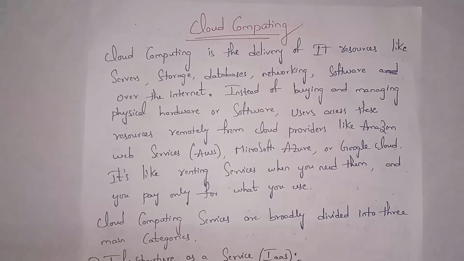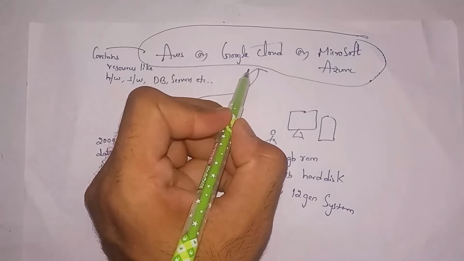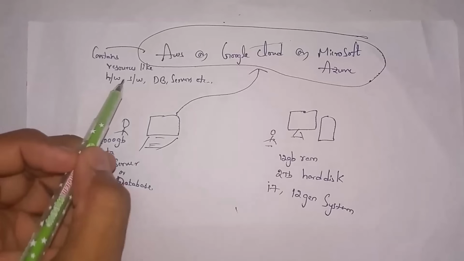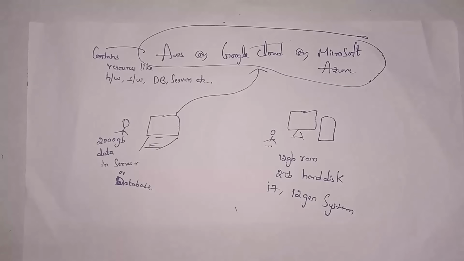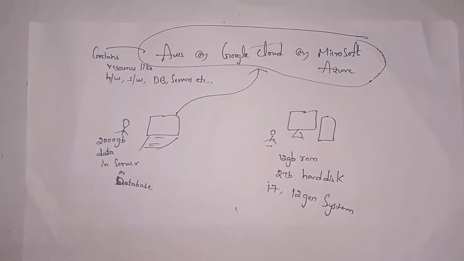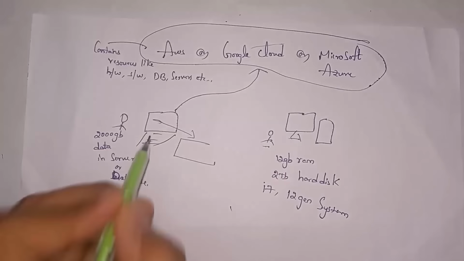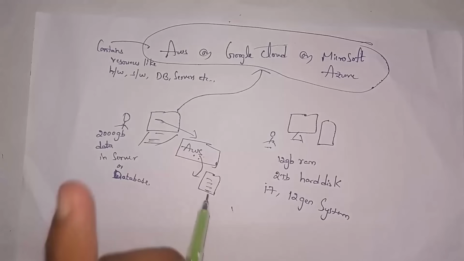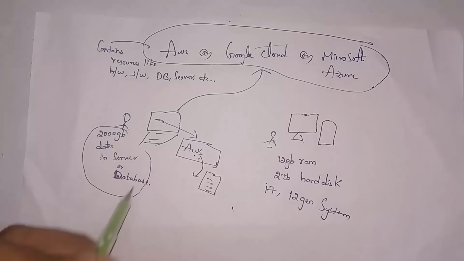Guys, I will give an example so that you can clearly understand what cloud computing is. AWS, Google Cloud and Microsoft Azure are three famous companies that provide cloud services. These companies give hardware, software, databases, servers, etc. for rent. For example, there is one user who wants to store 2000 GB of data on a server, but buying a server is costly. At that time, this user will open the internet and open the AWS website. On the AWS website, he will take one server for rent and then store his 2000 GB of data on that server.